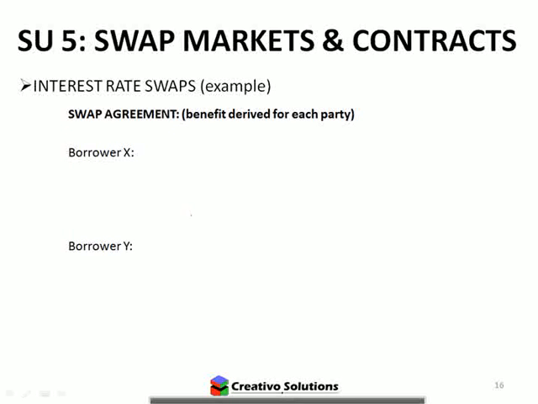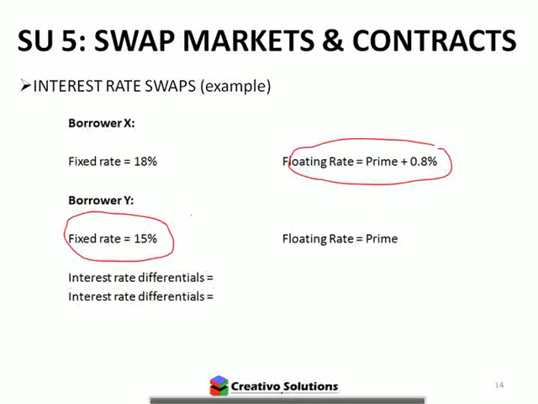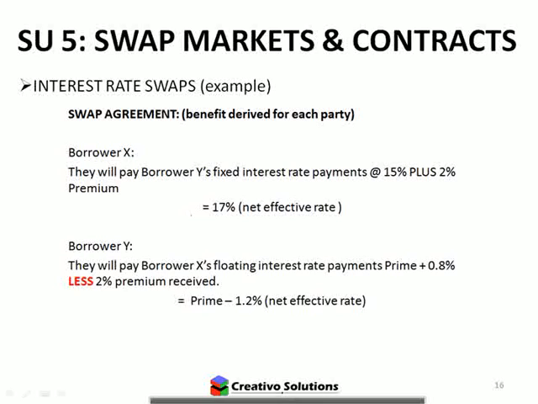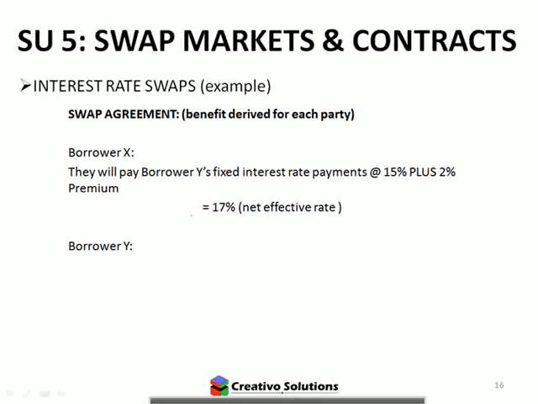So what is the benefit for each party? Sorry, I've mixed up my notes here. X is paying 17%, and Y is paying 15, plus the 2%. So there's 17. So X is gaining 1%, 18 less than 17. Yes, you've got the 17. That's fine.